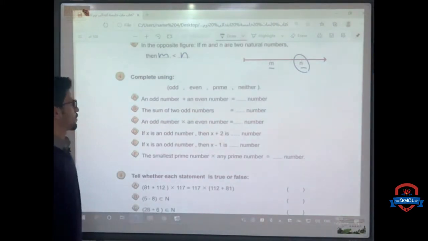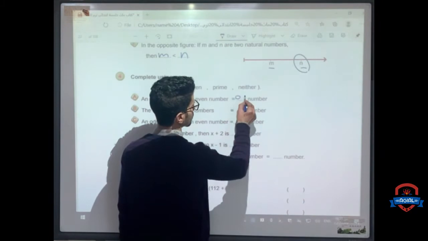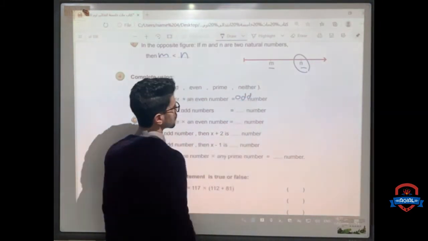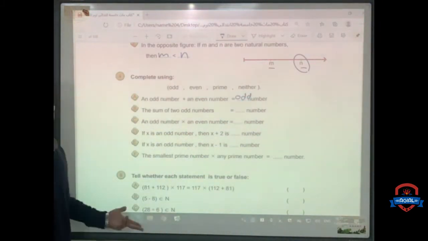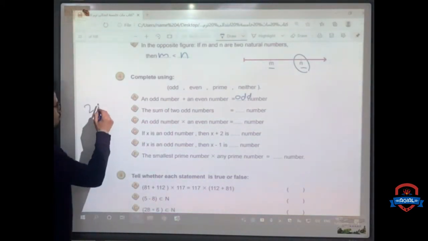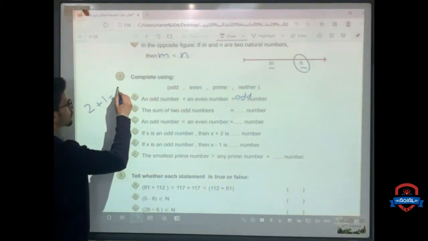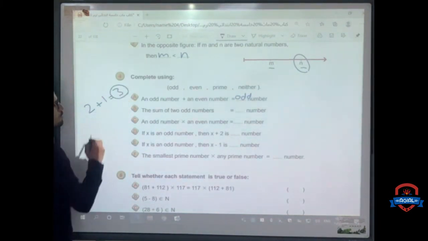So in letter A, we have an odd number plus an even number equals odd numbers. Why? Let's check that. If we have, for example, an even number like 2 plus any odd number like 1, so 2 plus 1 equals 3, and 3 is an odd number.